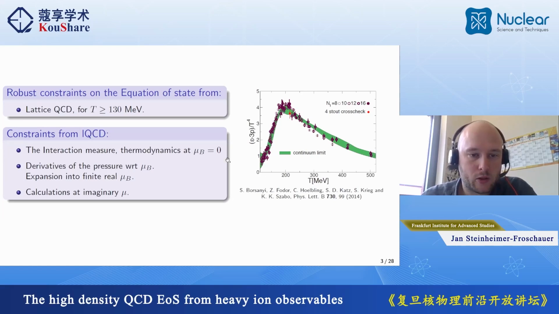What you can also calculate on the lattice are derivatives of the pressure with respect to chemical potential. In particular, you can do an expansion into finite real mu_B using these derivatives, but you can also do calculations at imaginary chemical potential, which can be helpful in some cases. So this is what we know. There's a strong increase in this interaction measure, but it's not a jump, so we know it's a crossover transition. And now we want to know how this changes as we go to finite density.